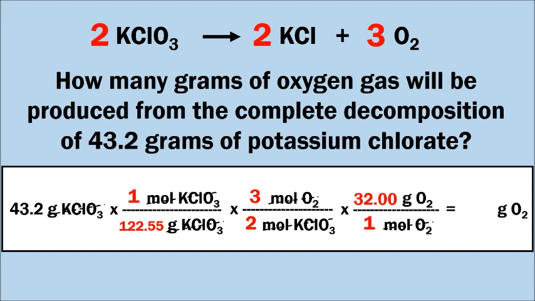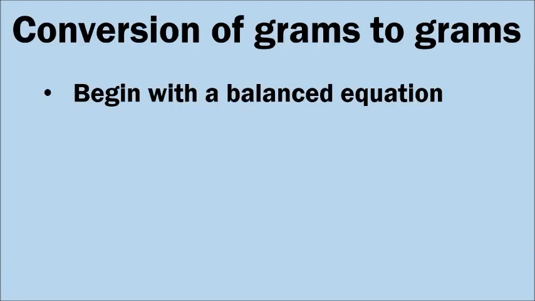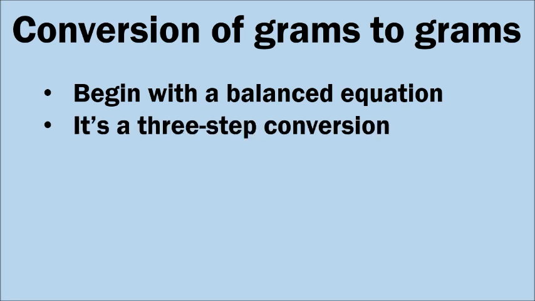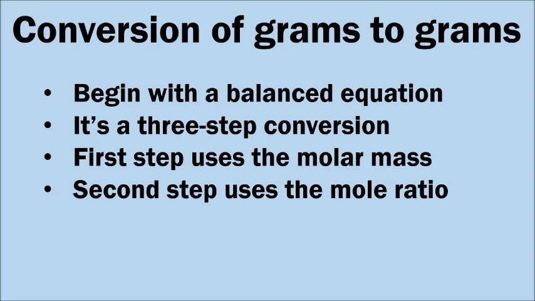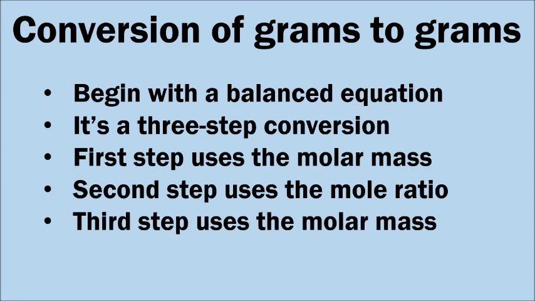43.2 divided by 122.55 times 3 divided by 2 times 32, and that gives us an answer of 16.9 grams of oxygen. So for a three-step conversion involving grams to grams, you still have to begin with a balanced chemical equation. The first step will convert from grams to moles using the molar mass as calculated from the periodic table. The second step uses the coefficients in the balanced equation to generate a mole ratio. And then finally, the third step uses the molar mass again as we go from moles back to grams.